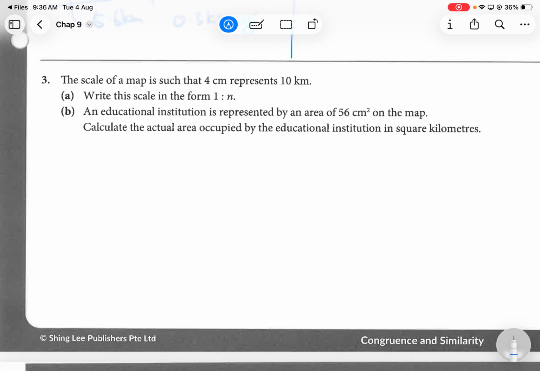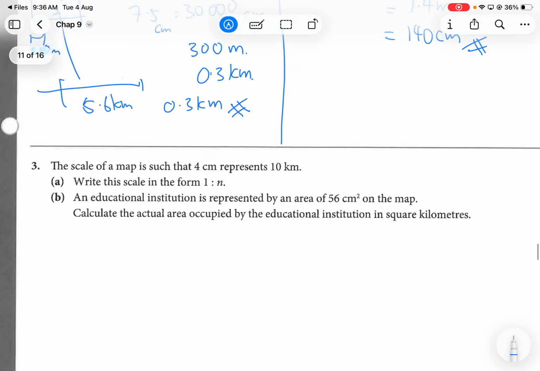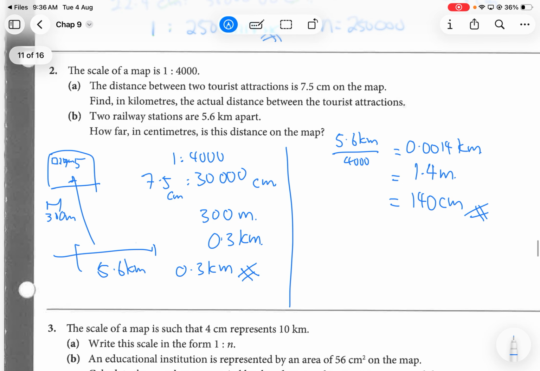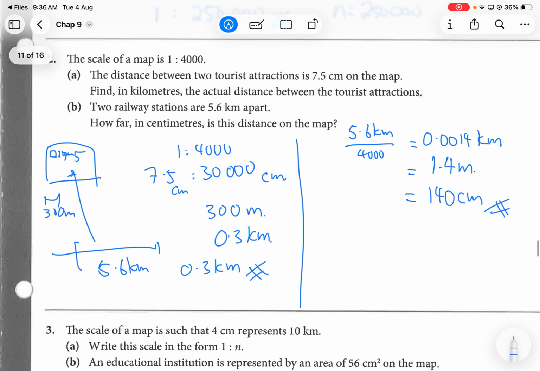Yep. These are both map scales. They are both telling you the same thing. 4 cm on the map is 10 kilometer in the real world. So you will be required to change from this scale to this scale. So how do I change? What does 4 cm represent 10 kilometer mean?